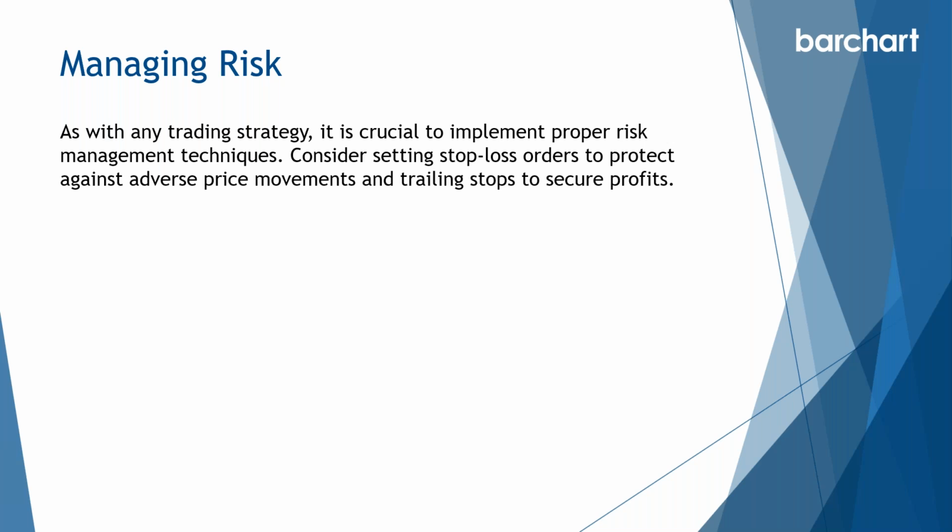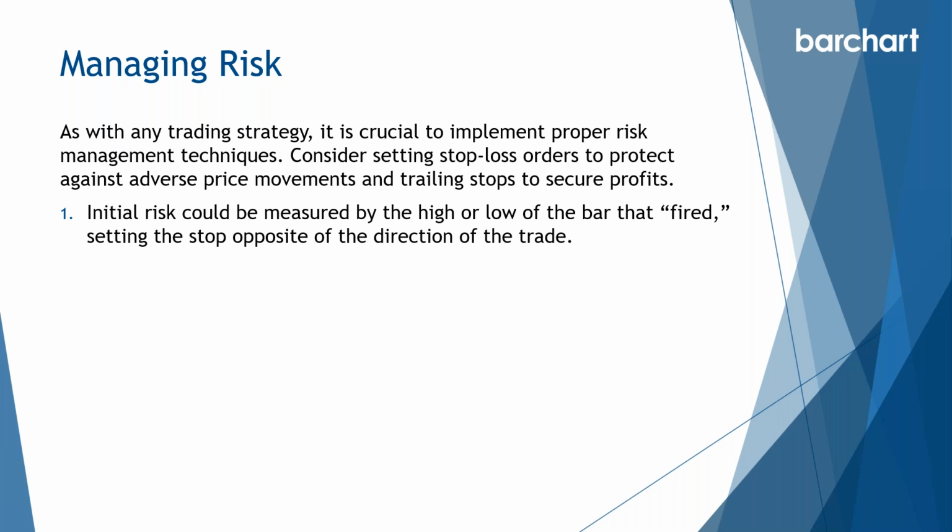So again, Carter offers up several different types of rules, and I'm going to give you some of my own rules that I use as well. So first one is on initial risk. We could measure the high or the low of the bar that has fired. In other words, the bar that's going to put us into the market. And what we're going to do is set our stop opposite of the direction of the trade. And that should make sense for most traders. But that is one of the ways we can look at initial risk.